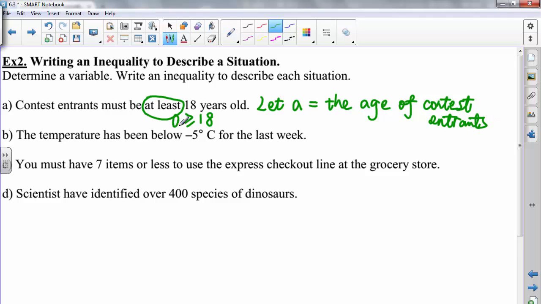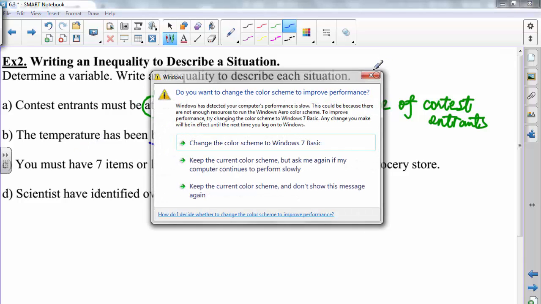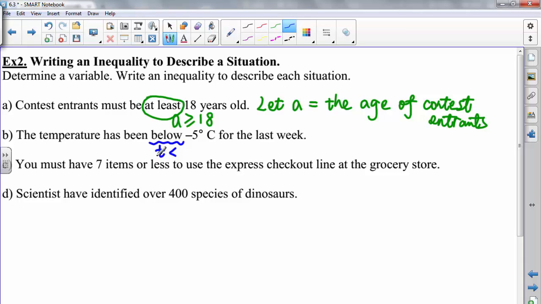This variable A should be greater than or equal to 18. The temperature has been below -5 degrees Celsius for the last week. Below represents less than. If we let the temperature be T, or we can also say let T represent the temperature, in this situation, T is less than -5.